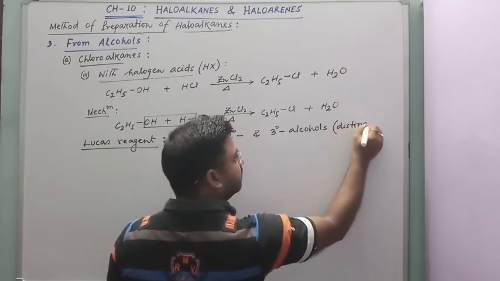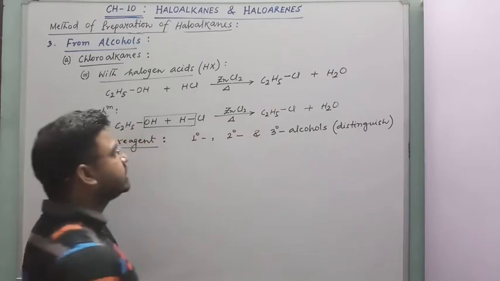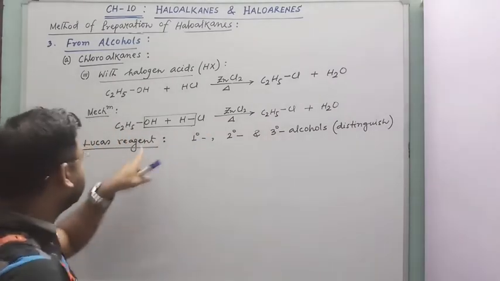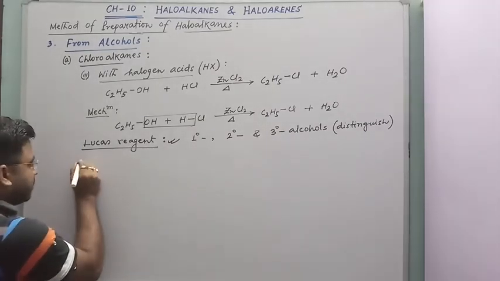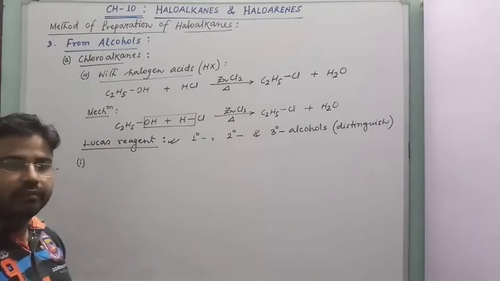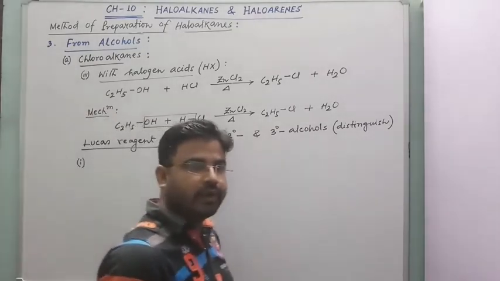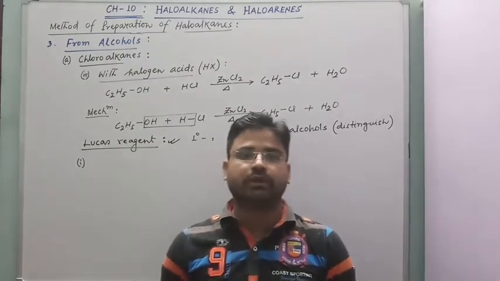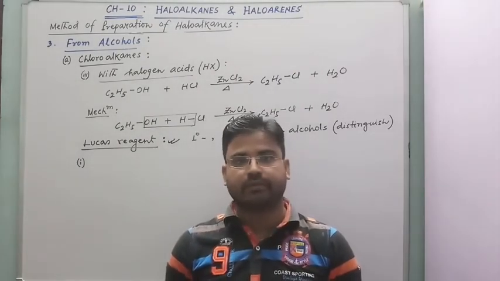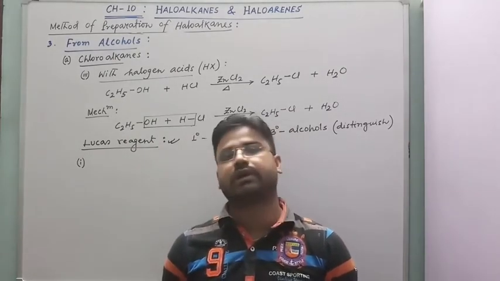For distinguishing primary, secondary and tertiary alcohol, Lucas reagent is used. So number one, when a primary alcohol is treated with Lucas reagent, then upon heating it gives turbidity.